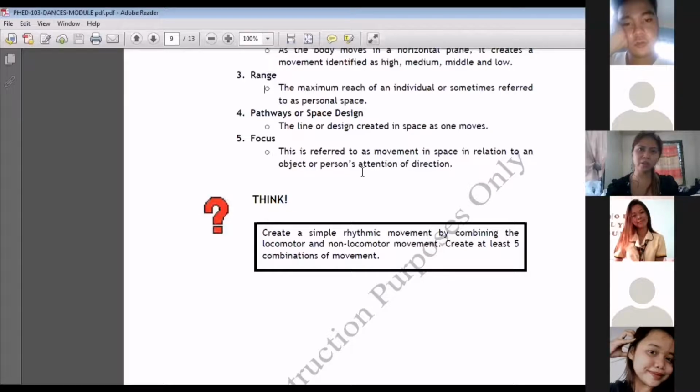It's actually the movement in space in relation to the object or a person's attention of direction. If you are a dancer, if you've already experienced dancing, focus is yung point of focus mo when you are dancing. Diba sasabihin ka na, dito ka titingin, dito ka tatapat. Sasabihin ng dance instructor, right? Bakit importante yon? Why?